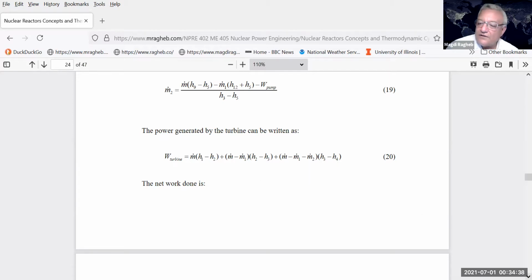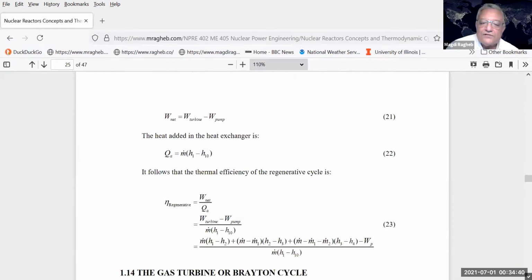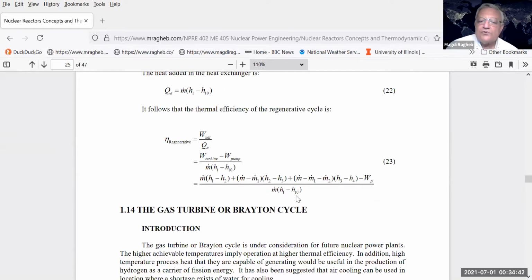And if you divide that into the heat addition to the cycle, which is m dot times H1 minus H2, you can get the expression for the eta for the regenerative cycle. And hopefully it's as close as possible to the Carnot or the ideal cycle efficiency. So this is really what we use in existing power plants, whether it's nuclear or coal power plants. The regenerative cycle is almost universally used, using water as a coolant.